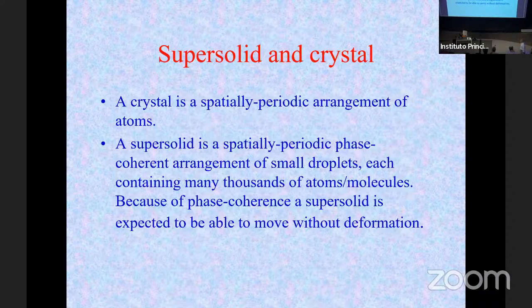There is a small difference between supersolid and crystal in the mean field approach. A crystal is a spatially periodic arrangement of atoms, but a supersolid is one in which we will observe a spatially periodic, phase coherent arrangement of small droplets, each containing many thousands of atoms, maybe molecules. Because of phase coherence, a supersolid is expected to be able to move without deformation.